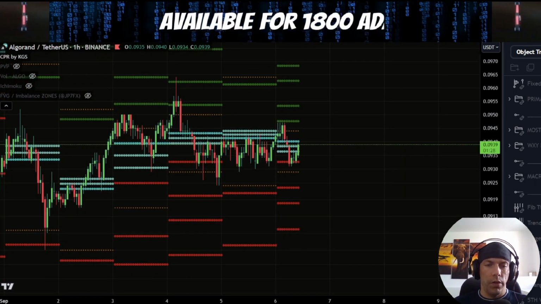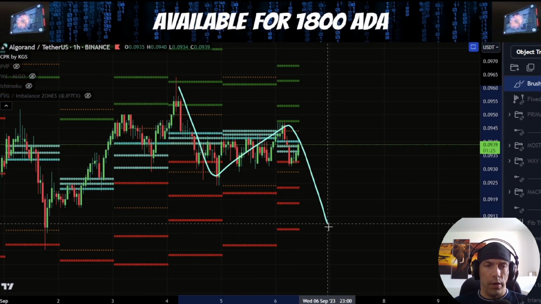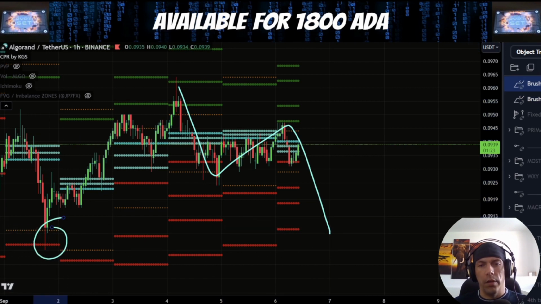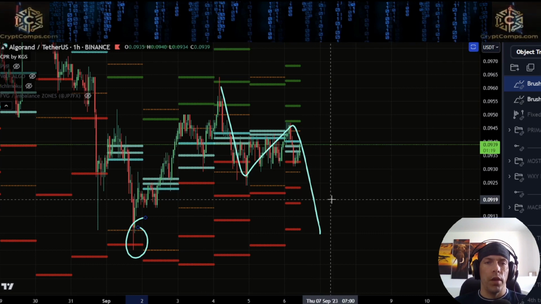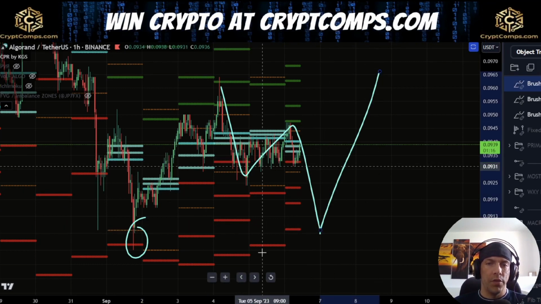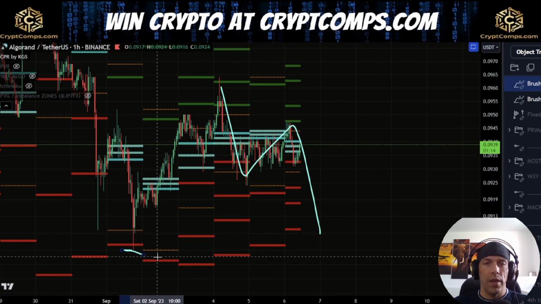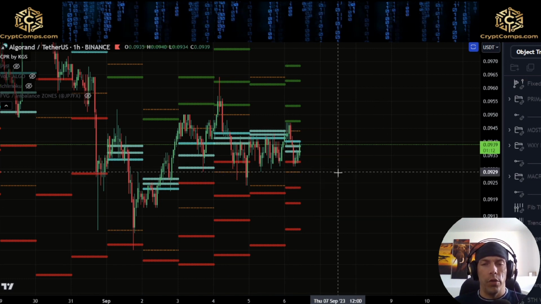This would still align with the idea of this being an A, B, and a C, where we could see price looking to come back down into these lows. It would still align with the possibility of seeing price looking to rally to the upside afterwards, as long as this low maintains here. So we'll have to keep an eye on that if we do see price come down.